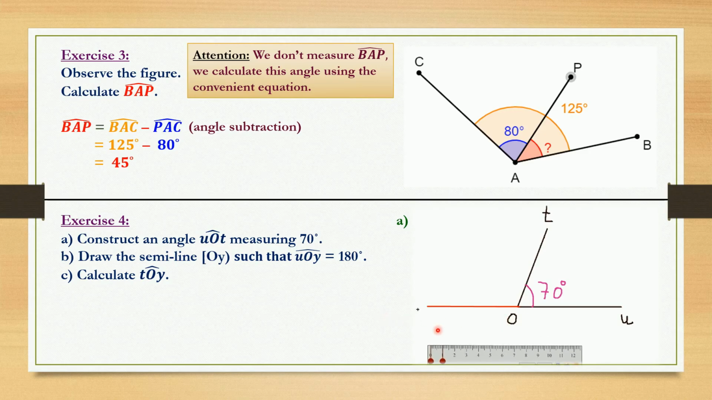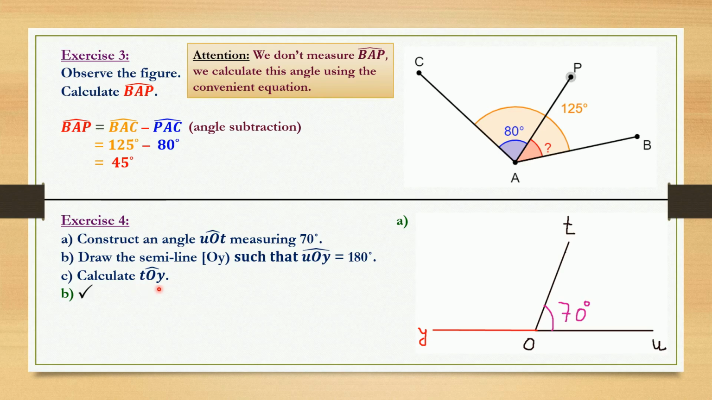Then I name the second side OY, don't forget to write its name. And my work, it's done. So question B is done. It's done on the figure, that's why I write B, I input a check. Now I need to calculate angle TOY.